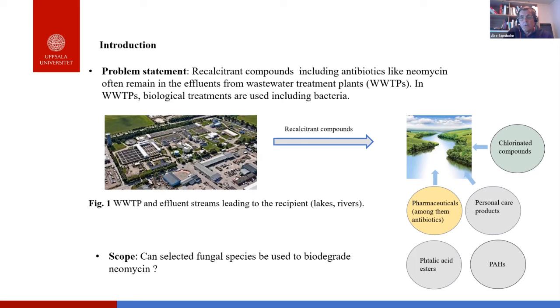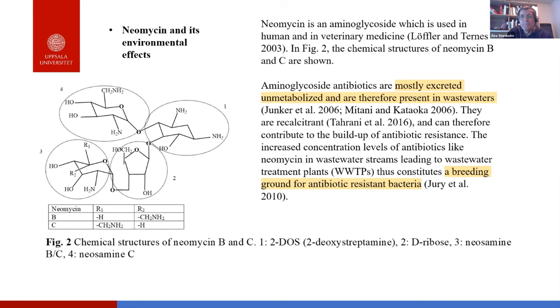And what is neomycin? It's an aminoglycoside, and it was discovered in 1949 and is used mainly in veterinary medicine. And sometimes it's used as a preventive medicine. In some countries it's not allowed, but in many countries it's used as a preventive antibiotic. And it's mostly excreted unmetabolized, and therefore it's present in wastewaters.